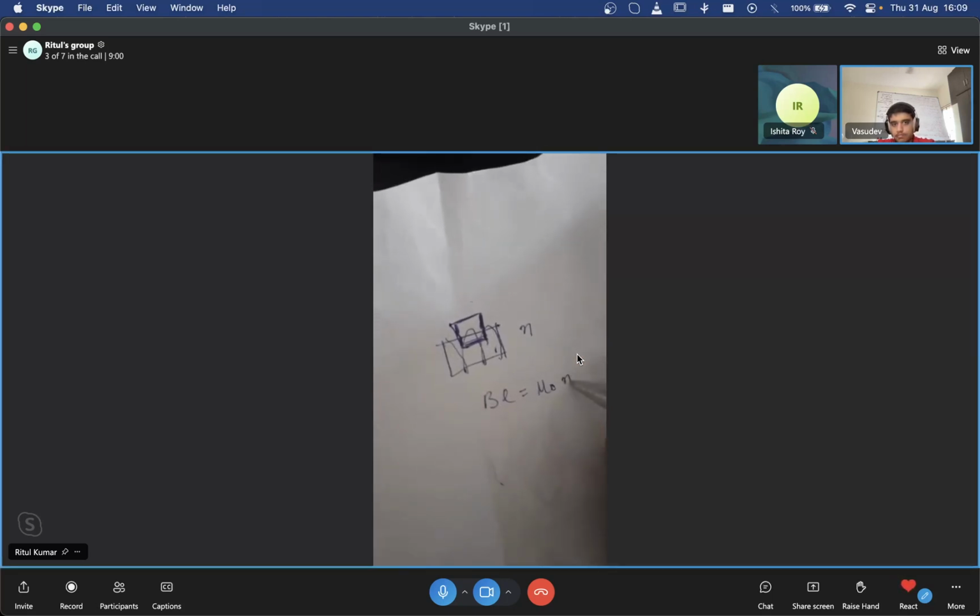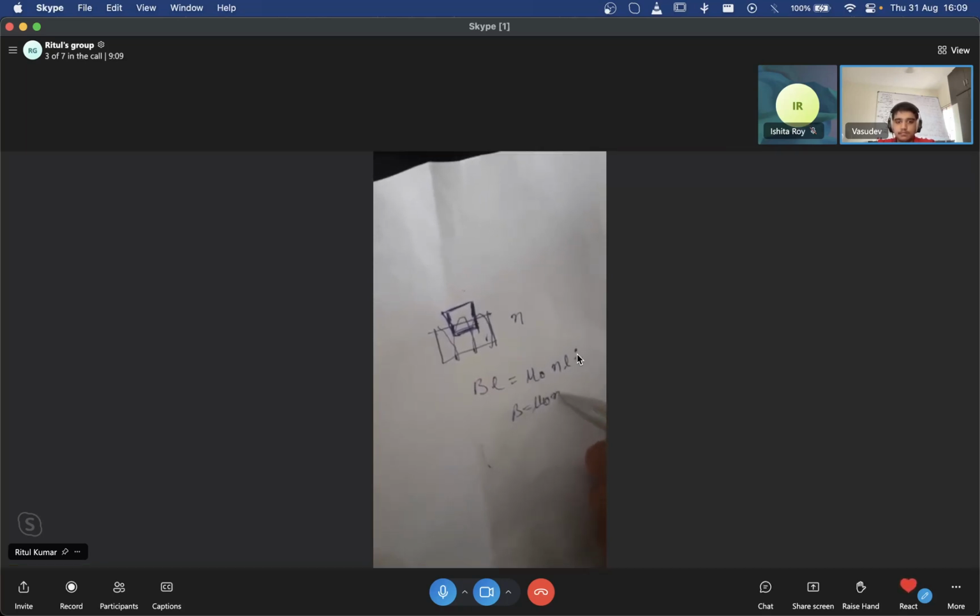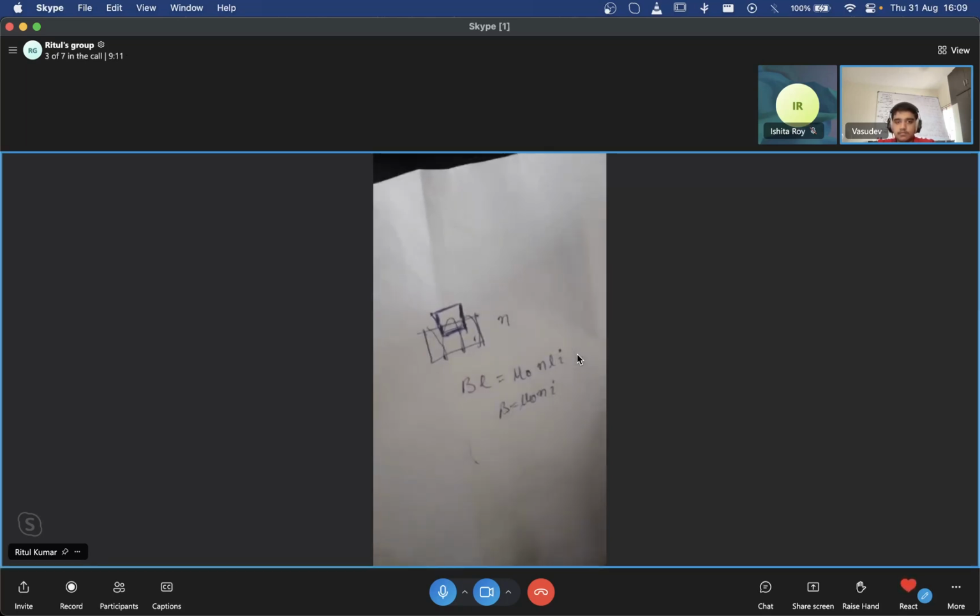N is the number of turns per unit length, and what length are we associating with? L. N I is the current. That gets us B equal to what? Mu naught N I. This is known to us for an infinitely long solenoid. We are aware that B is mu naught N I.